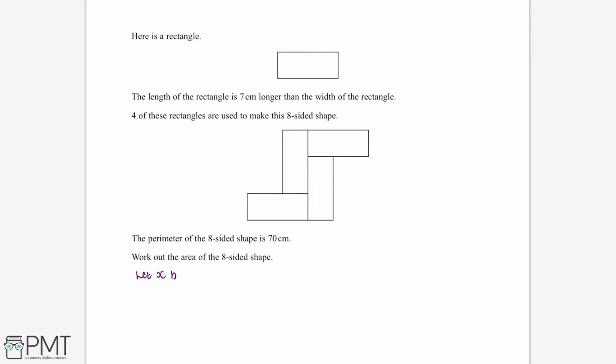So the first thing we can do is let x be equal to the width of the rectangle. And the width of this rectangle is this shorter length here. So we can label this up as x. And in the question we've been told that the length of the rectangle is 7 centimetres longer than the width of the rectangle. So if the width of the rectangle is x centimetres, then the length of the rectangle will be equal to x plus 7 centimetres.